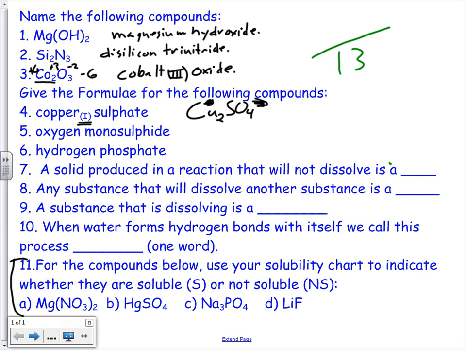Okay, for number 5, we've got oxygen monosulfide. The prefix mono means how many? 1. OS. And we've got hydrogen phosphate. So hydrogen's always +1. Phosphate is PO4, and it is 3-. When we swap and drop, that leaves us with H3PO4. There is a polyatomic ion that is hydrogen phosphate, but it doesn't look like that.